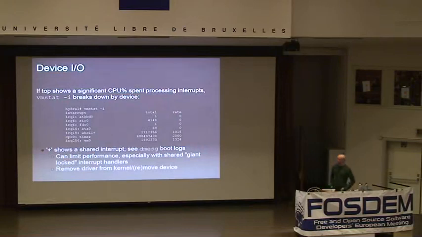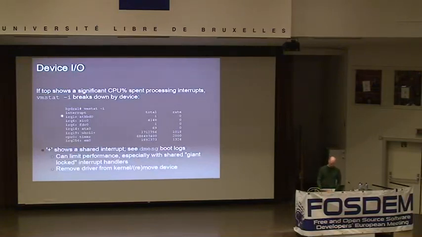Okay, so the third topic I had on my list was device I/O. This will show up in top as a large amount of time spent charged to interrupt processing in the top header. And the vmstat -i command will break this down by device. So it will tell you exactly what interrupts are firing to generate this high load.